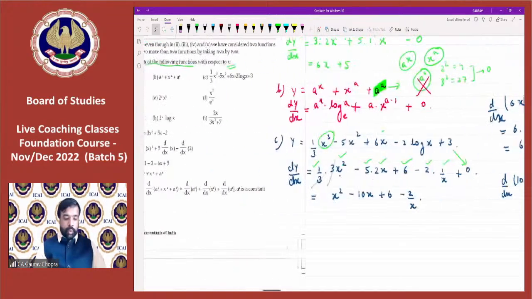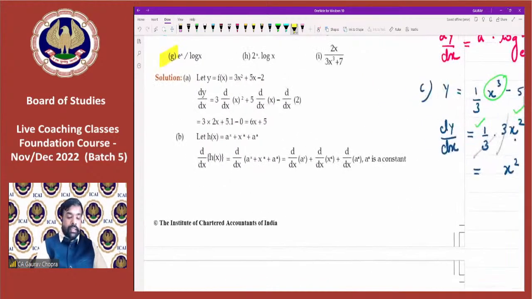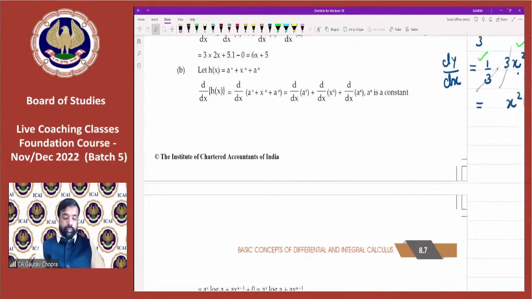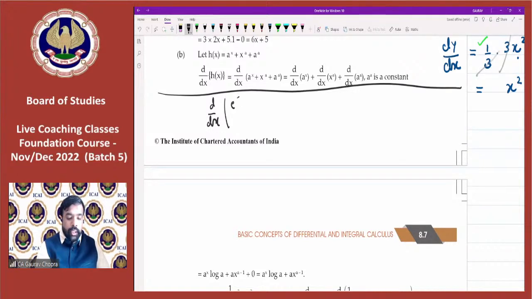So let us do some more questions. G part. Now we can try the G portion: e to the power of x divided by log x. Let's do it here. d by dx of e to the power of x upon log x.